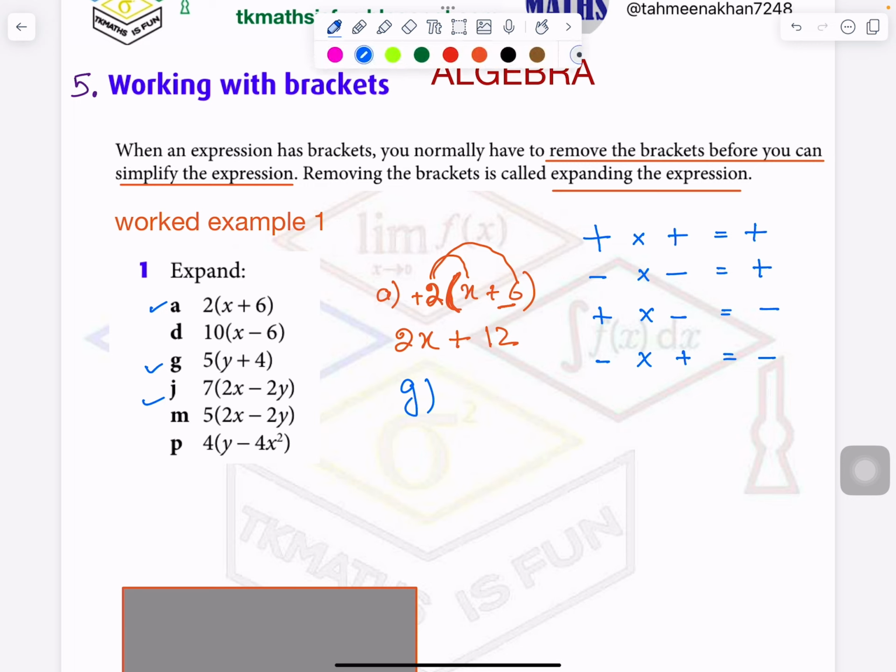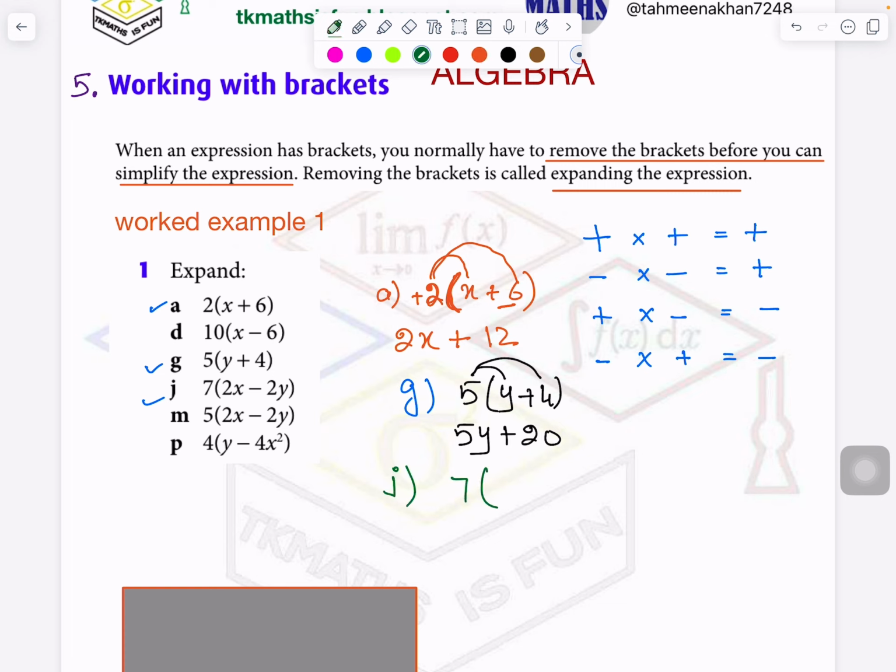Now let's see part G. Let me take another color. So it is 5 bracket y plus 4. 5 will multiply by y and then 5 will multiply by 4. So 5y plus 5 4s are 20. Done.